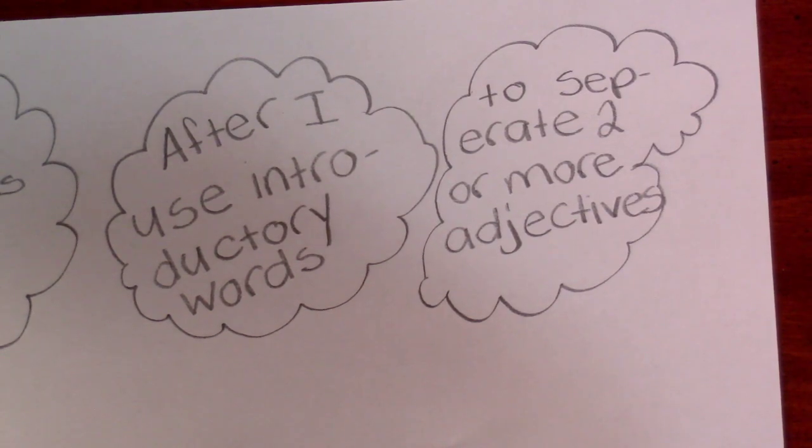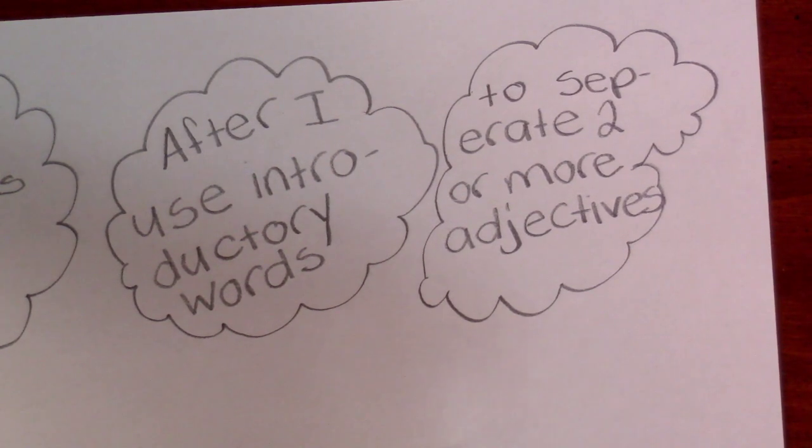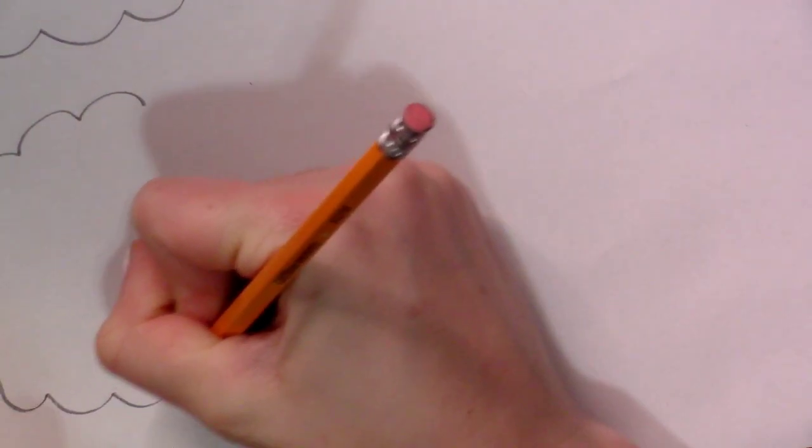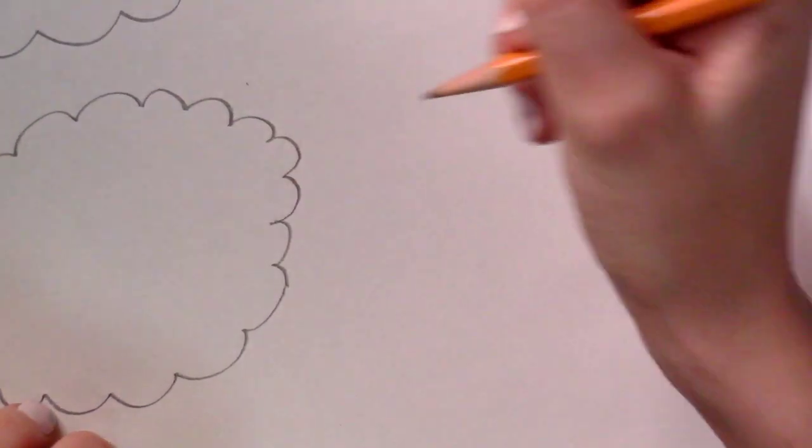Oh, he said, I use a comma to join independent clauses. Or I use a comma after the conjunction. All right, so let's make another thought bubble. This is a big one, so big thought bubble.